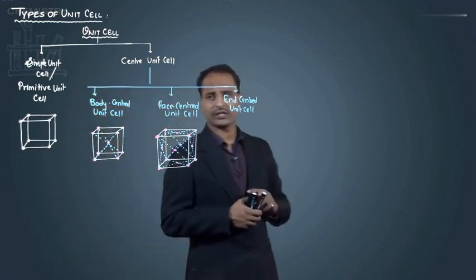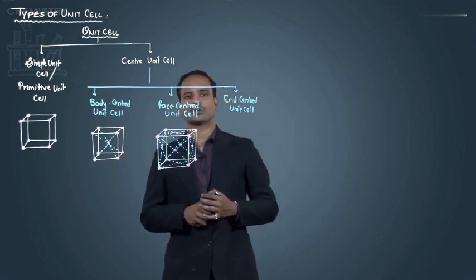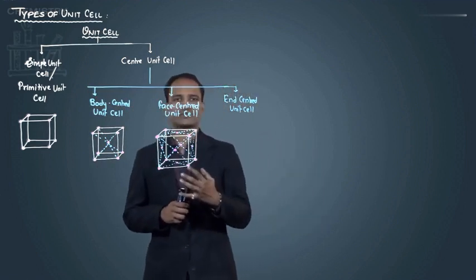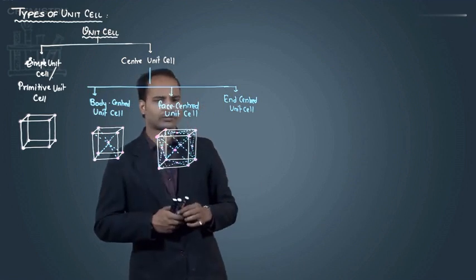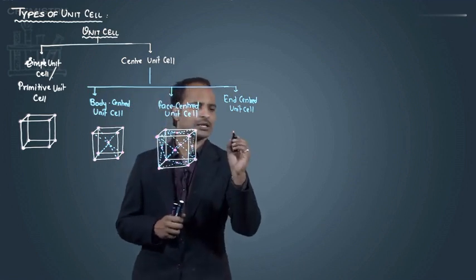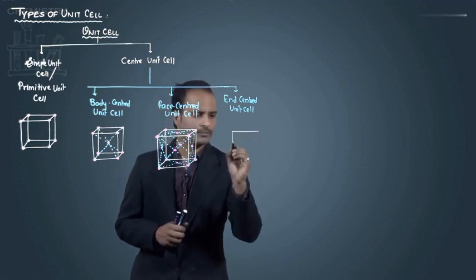So this is the face centered unit cell where the particles are present on the corners as well as at the center of each face. Now, end centered. What is end centered? Here I can say that this is the unit cell.